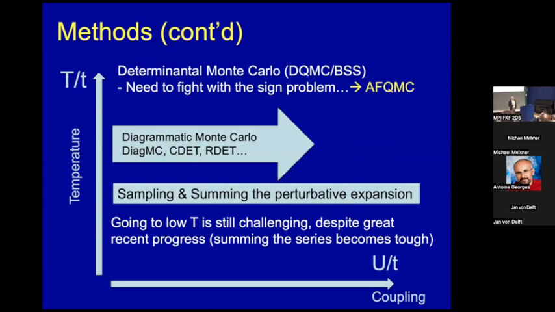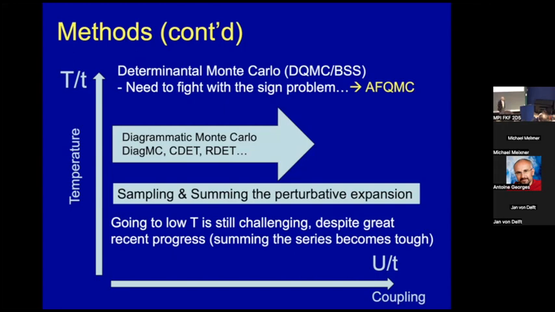And these are all the Monte Carlo methods. And right now, there's been a lot of progress with two classes of such methods. One is the so-called projective auxiliary field Monte Carlo, which I'm not going to describe very much in the talk, but I'll use some of the results. And another one, which I'll talk a little bit more in detail, is diagrammatic Monte Carlo.